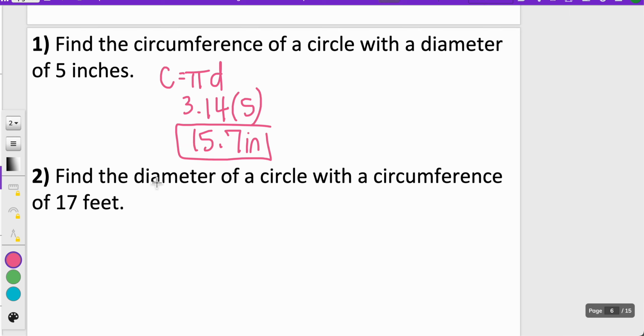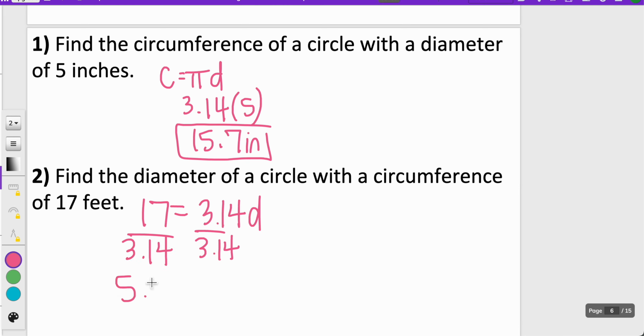The next one, find the diameter of a circle with a circumference of 17 feet. So we know circumference is equal to 17. We know pi is equal to 3.14, but we don't know diameter. So to solve this, we're going to take 17 and divide it by 3.14. We're going to get about 5.41 feet.